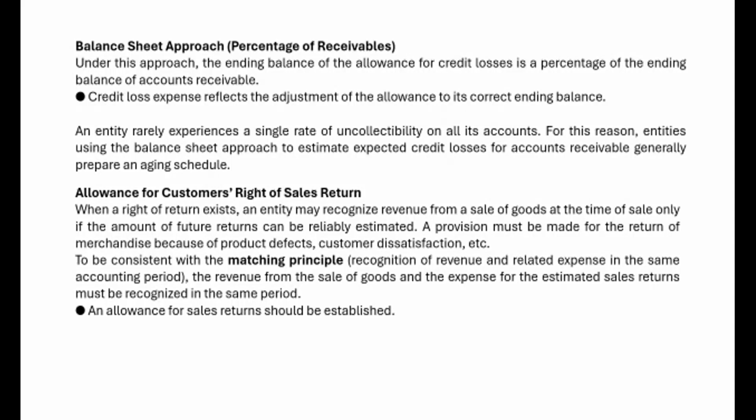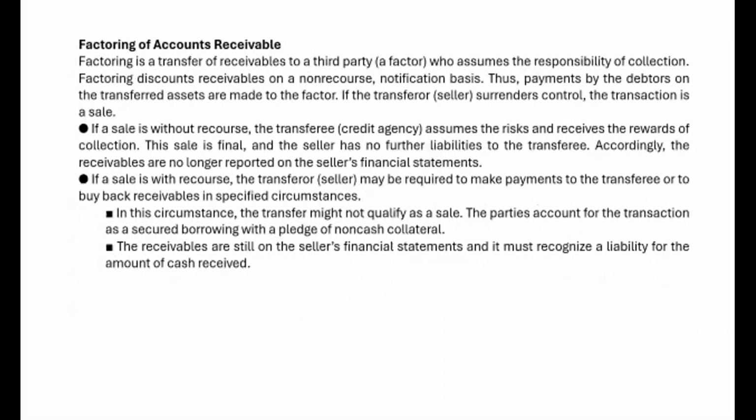Allowance for customers' right of sales return. When a right of return exists, an entity may recognize revenue from a sale of goods at the time of sale only if the amount of future returns can be reliably estimated. A provision must be made for the return of merchandise because of product defects and customer dissatisfaction. To be consistent with the matching principle, recognition of revenue and related expense in the same accounting period, the revenue from the sales of goods and the expense for the estimated sales returns must be recognized in the same period. An allowance for sales returns should be established.